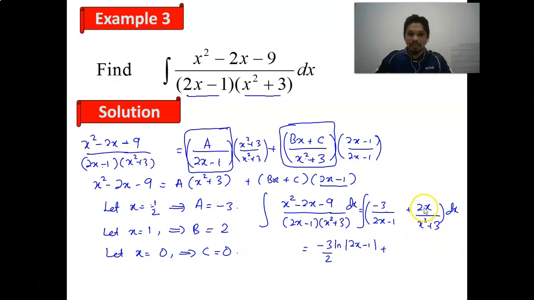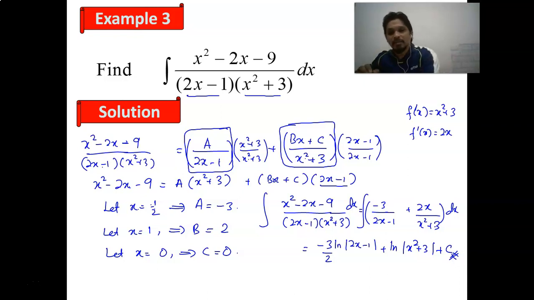Plus, for x squared plus 3, let f(x) equal to x squared plus 3. Then f prime of x equal to 2x. So this is actually the integral of f prime of x divided by f of x dx. So we come up with natural log of x squared plus 3 plus C.